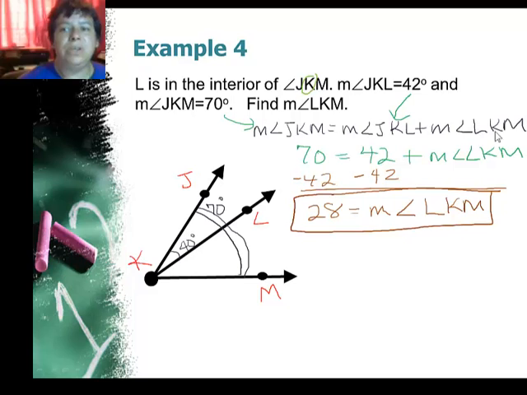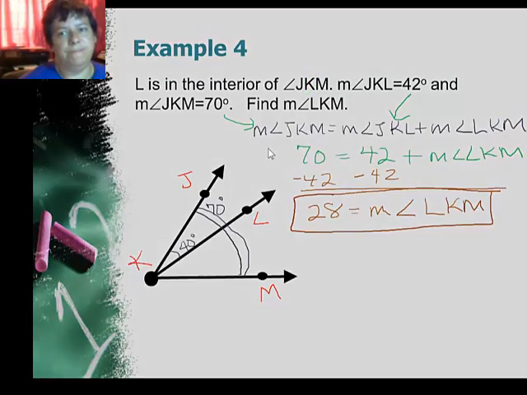I would like to see you writing these as equations. I know some of you will say, oh, I can do 70 minus 42 and get the right answer. And yes, you can until we get to the more complicated problems. So really go ahead and get in the practice of writing an equation using the angle addition postulate.